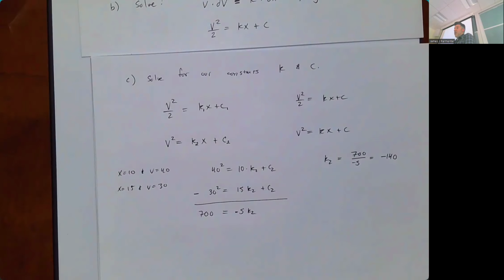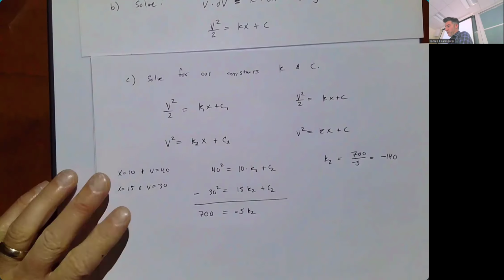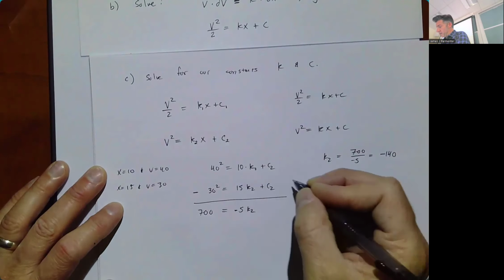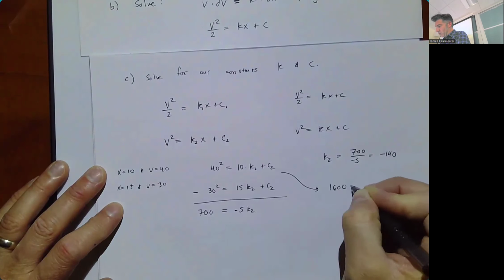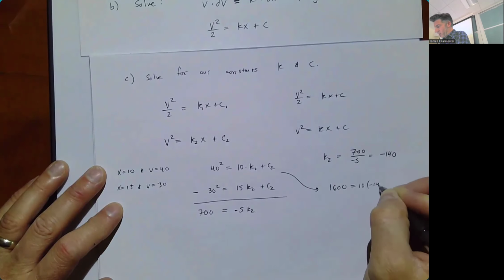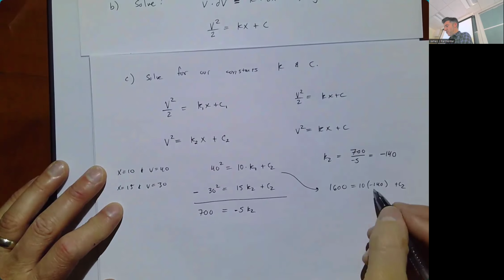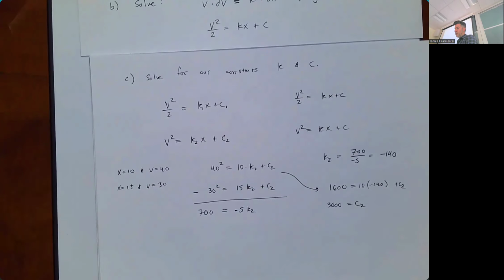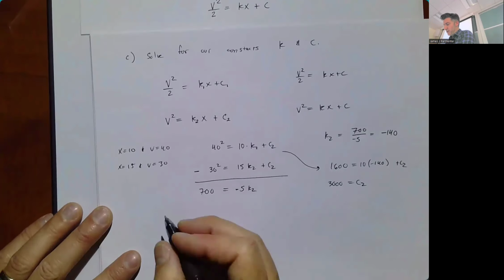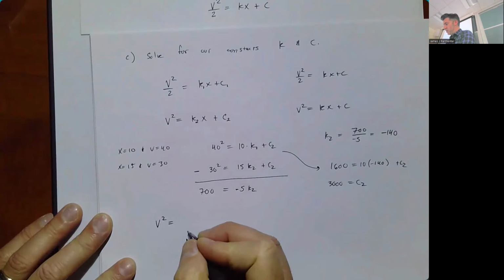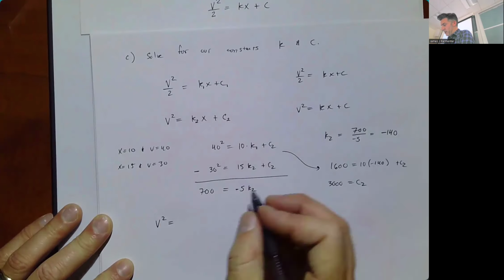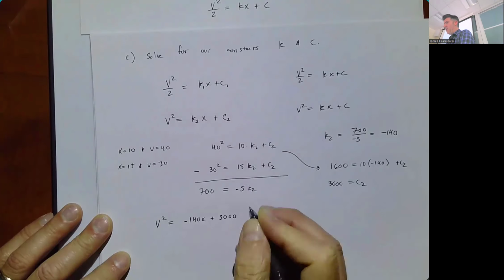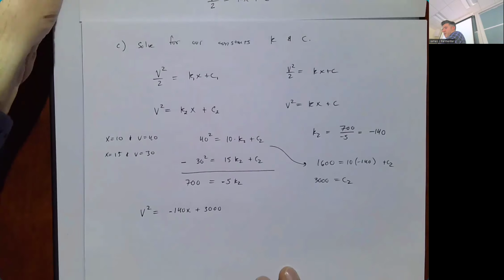And then we can go back and plug that into either equation to solve for c2. So I plug this back into this equation because multiplying by 10 is easier than multiplying by 15. I can say that 1600 equals 10 times -140 plus c2, that's negative 1400, added to 1600, it's 3000. So then I can say that v squared is equal to negative 140x plus 3000.